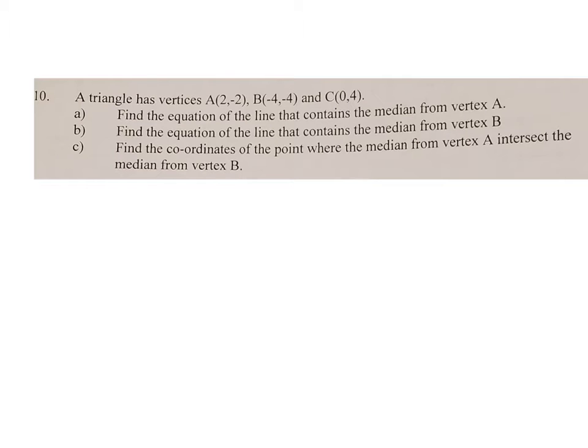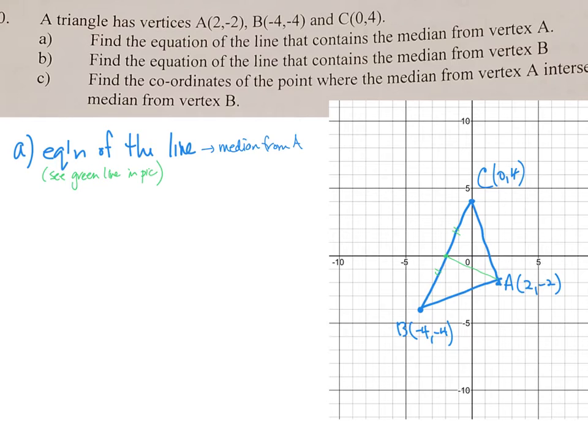This is the question from Unit 2, number 10, and we're going to go through A, B, and C in this video. The triangle has vertices at A (2, -2), B (-4, -4), and C (0, 4). So I've set up the triangle here.